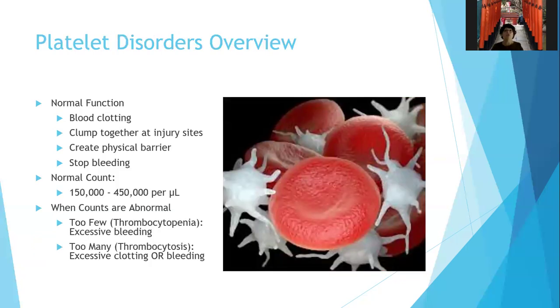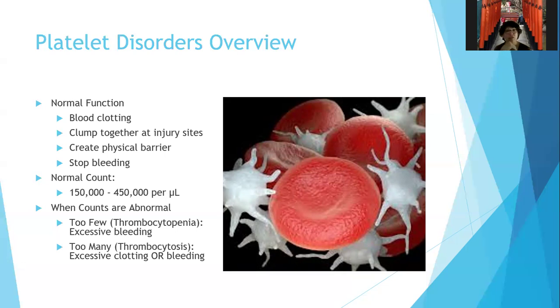Platelets, their normal function, thrombocytes is their official name. Normal function is blood clotting. They clump together at the injury sites with other blood cells, and they create a physical barrier. That's the hemostasis part of wound healing. They stop bleeding. That's hemostasis.